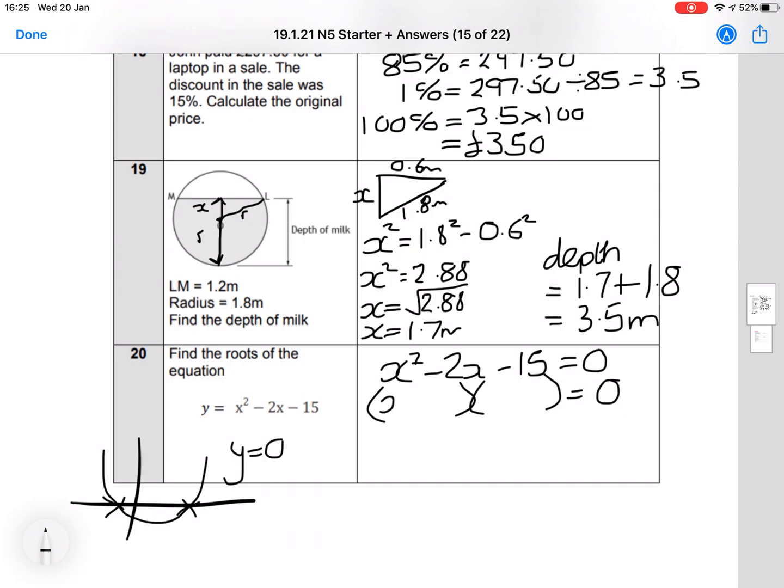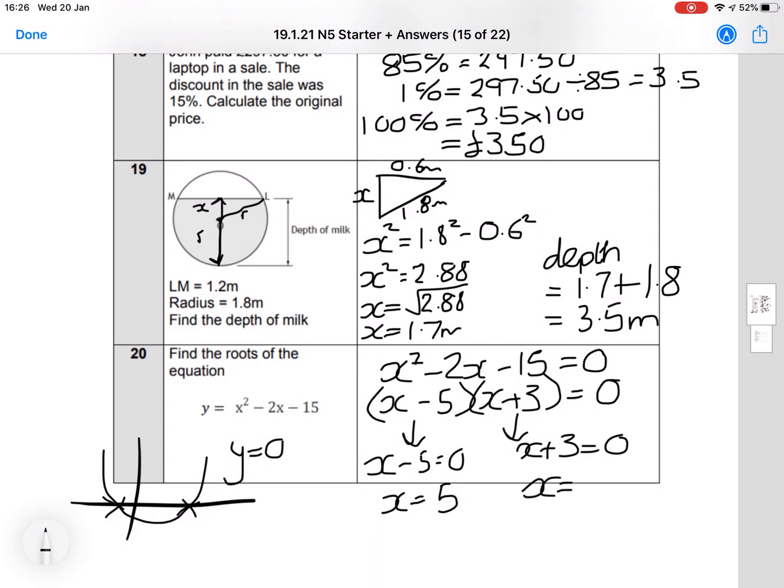So in the brackets, we're going to have an x, and we're looking for the numbers that multiply to minus 15 but add to minus 2. So it's going to be a 3 and a 5, and so that we get the minus 2, it's going to be minus 5 and plus 3. So if we go ahead and solve each of these, we have x minus 5 equals 0. So x would be equal to 5. And then we have x plus 3 equals 0. So x equals minus 3.